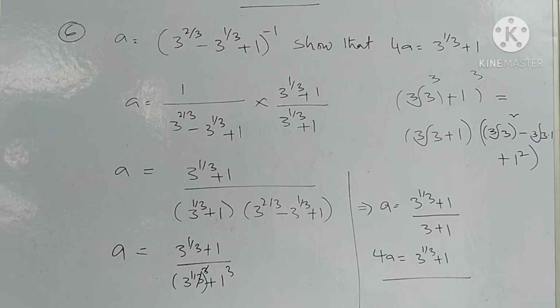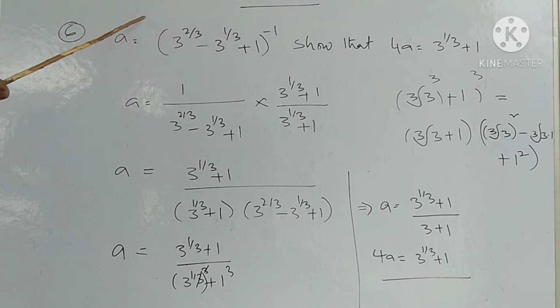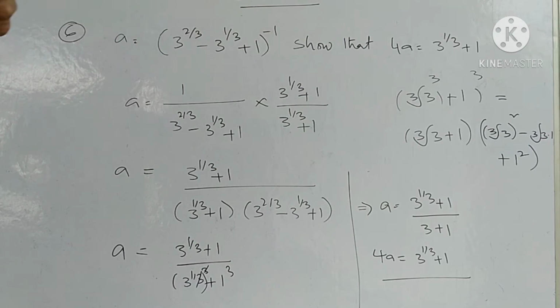This is the sixth question. If a is equal to (3 to the power of 2 by 3 minus 3 to the power of 1 by 3 plus 1) whole to the power of minus 1, show that 4a is equal to 3 power 1 by 3 plus 1. Here a is equal to the power of minus 1, which means 1 by 3 to the power of 2 by 3 minus 3 to the power of 1 by 3 plus 1.